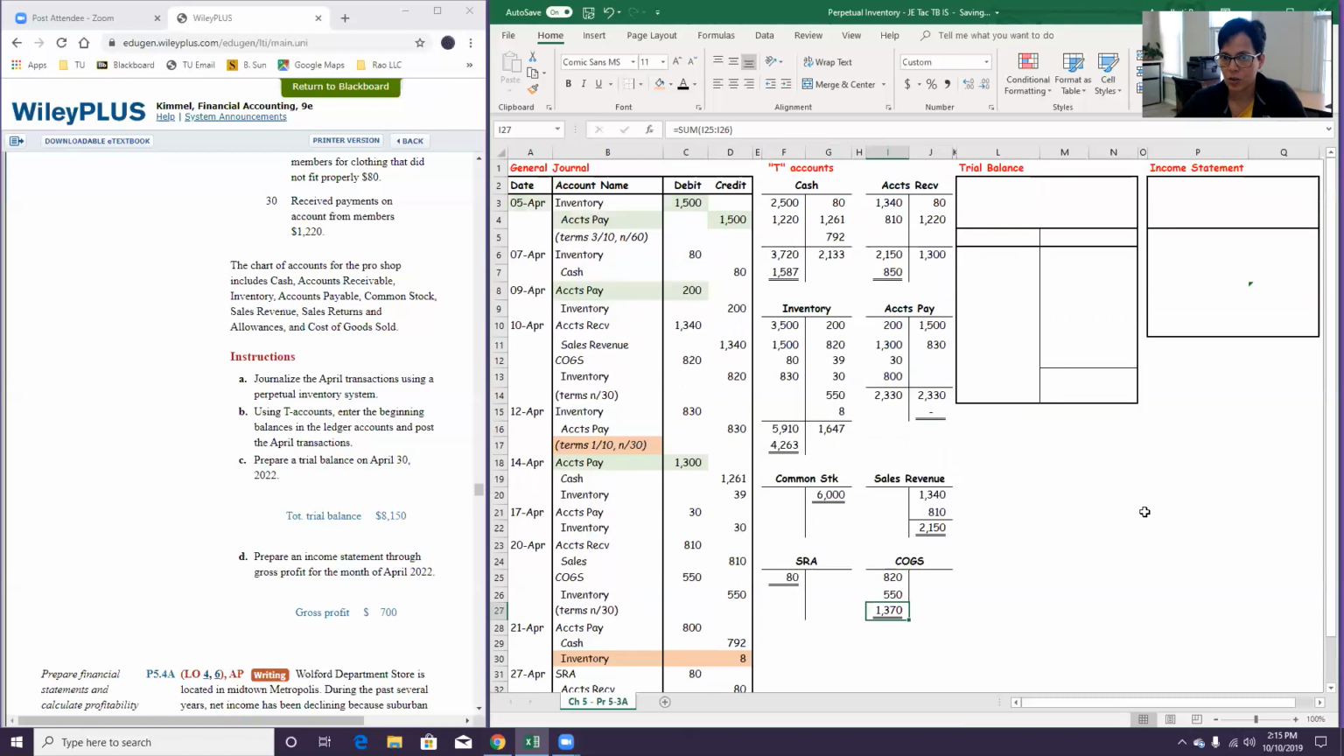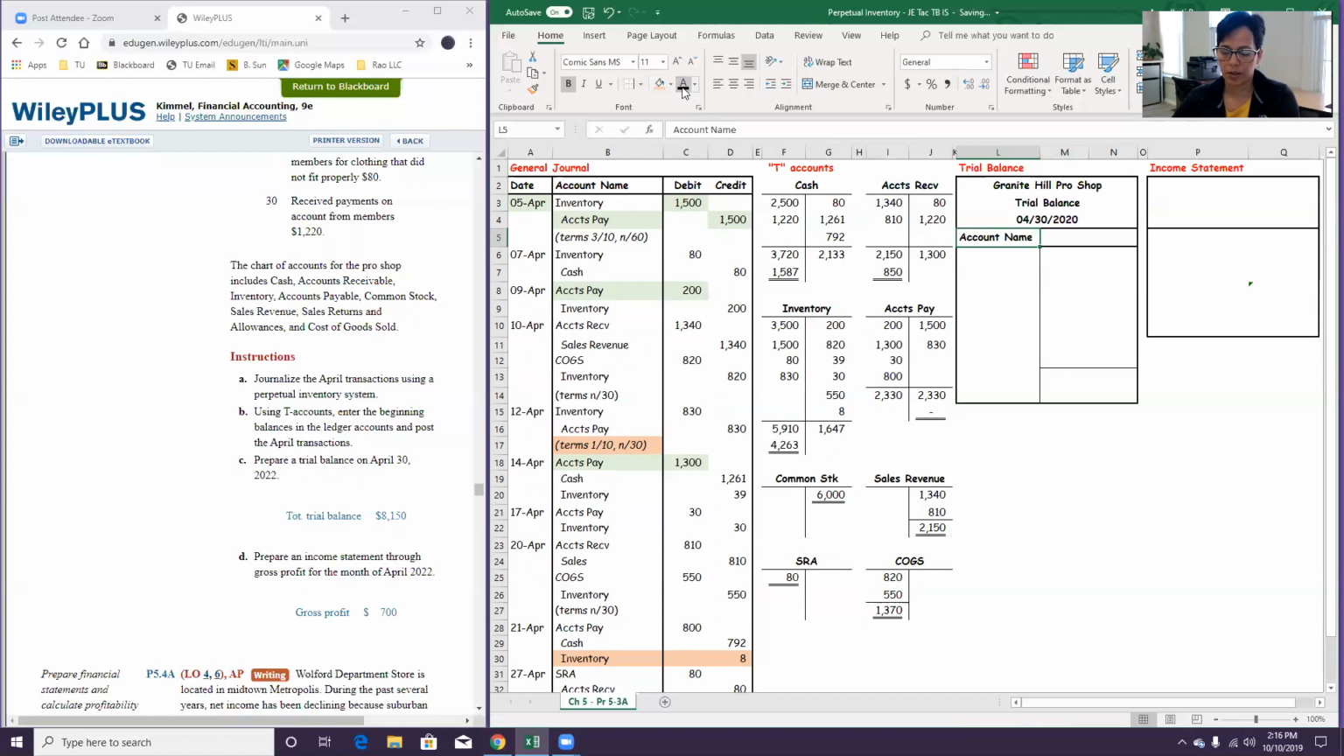Okay, so now that we're done with that process, we're ready to prepare our trial balance. In our trial balance, the first line is always the name of the business. Second line, you identify the statement. In this case, it's a trial balance. Third line, a trial balance is always as of a particular date. So in this case, it is April 30th, 2020.